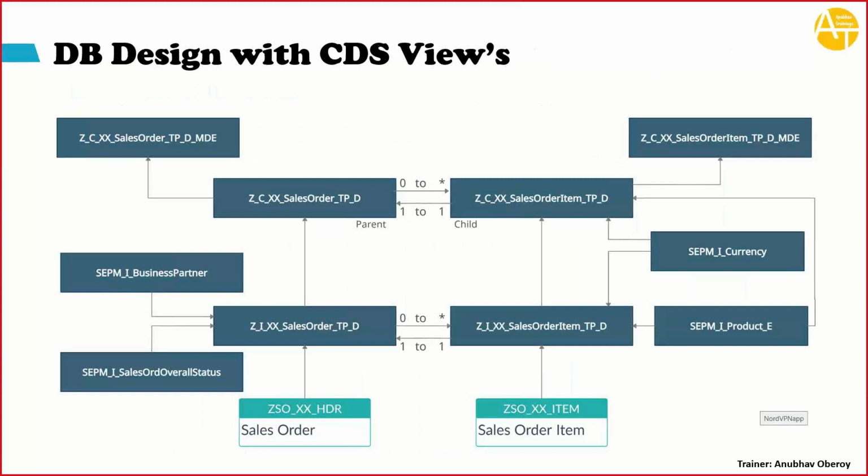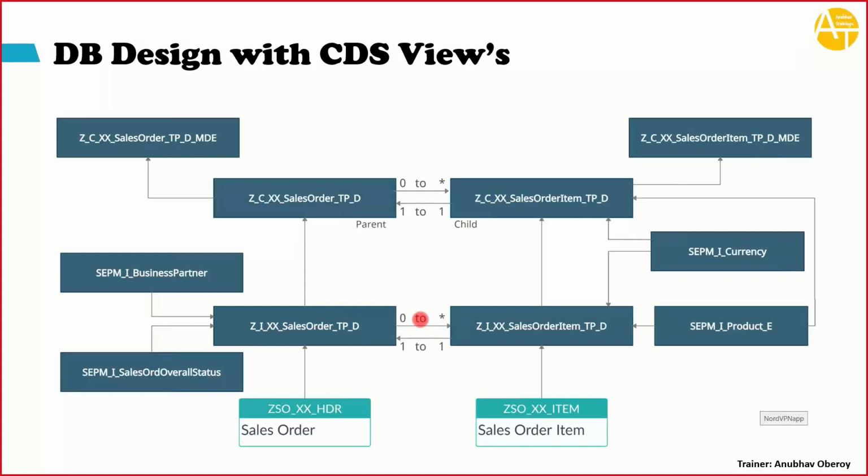Then we have the database design with CDS views, and you can clearly see that this is going to be our broad design for the entire scenario. We will have the database table at the bottom. On top of this database table, we will create interface views. You can see interface view for sales order and sales order item. And then we will have a relationship. This time, this relationship is of type composition.